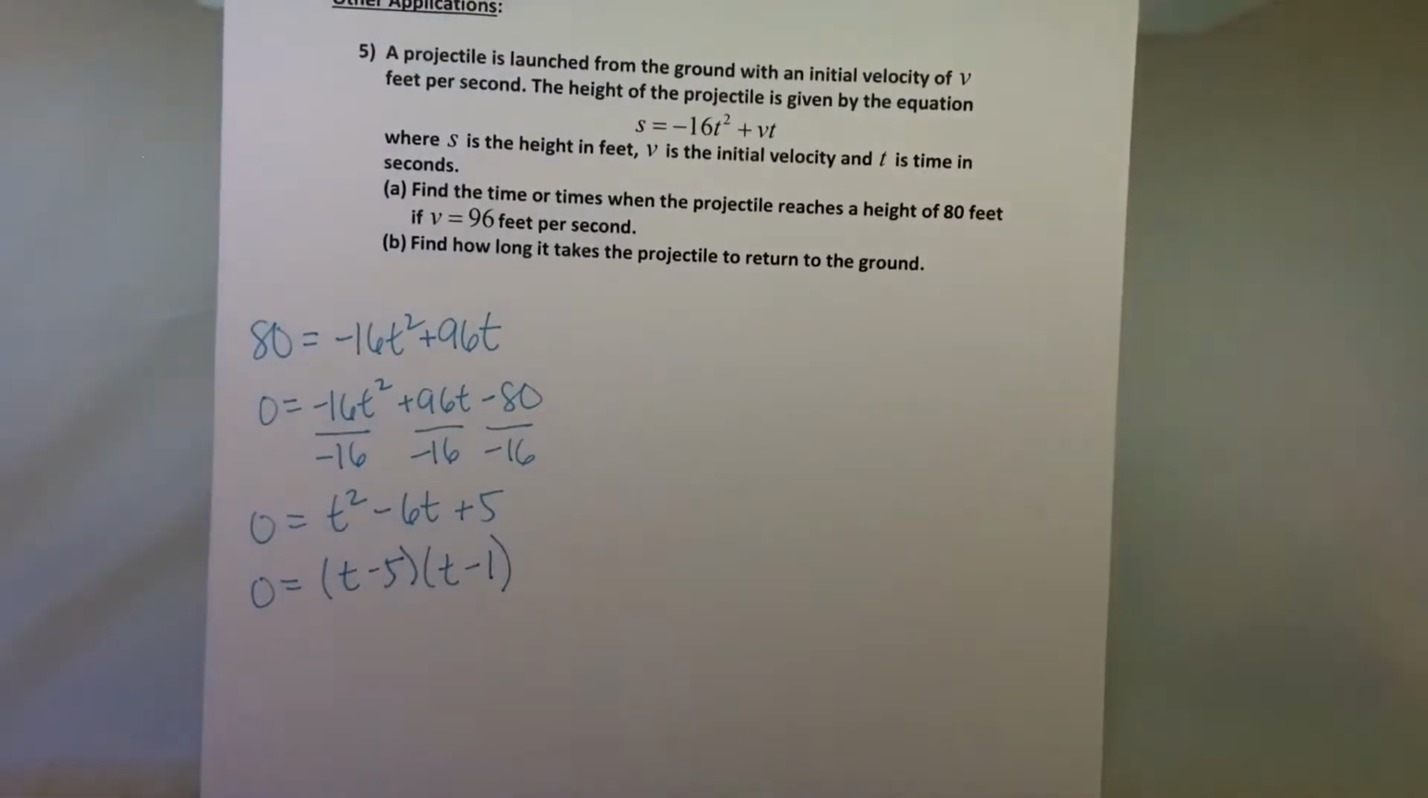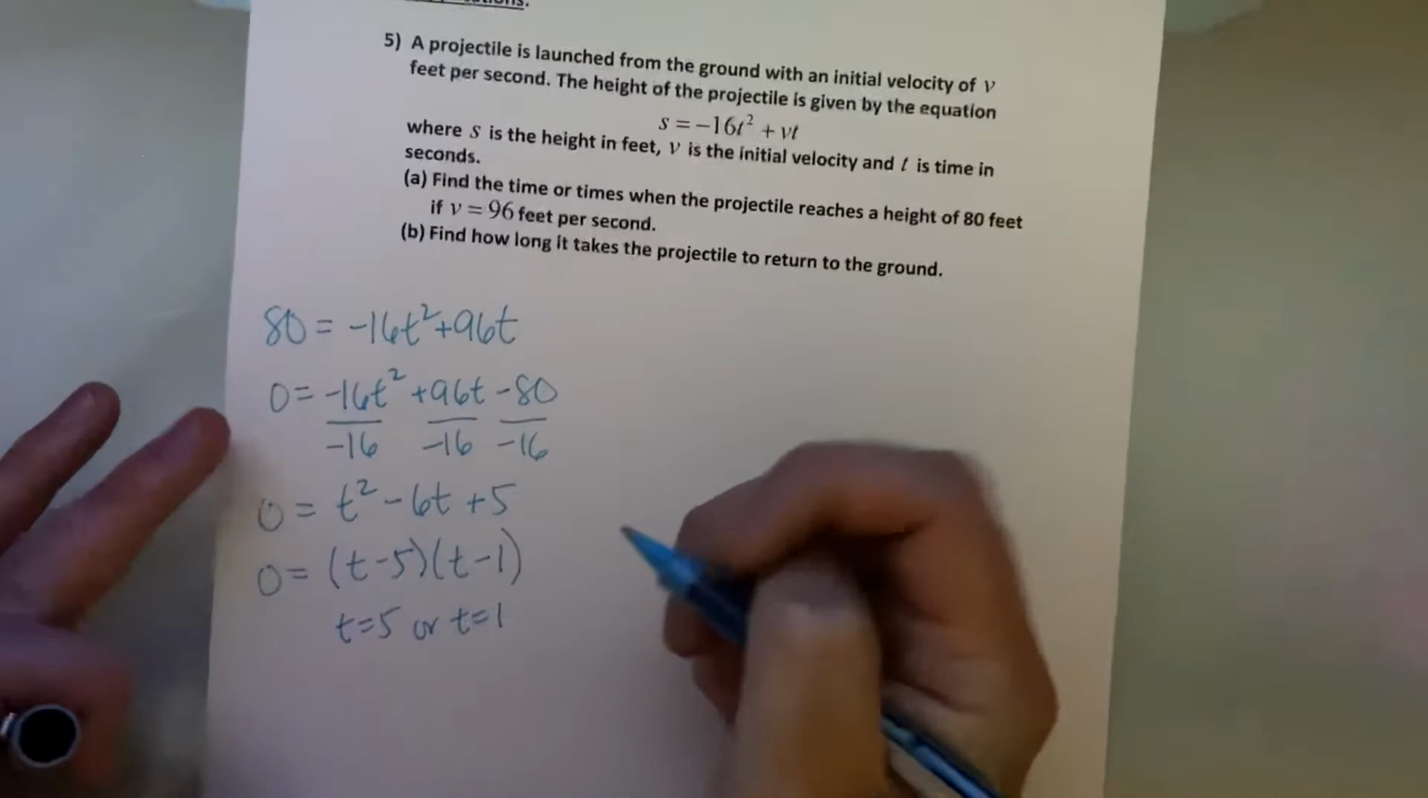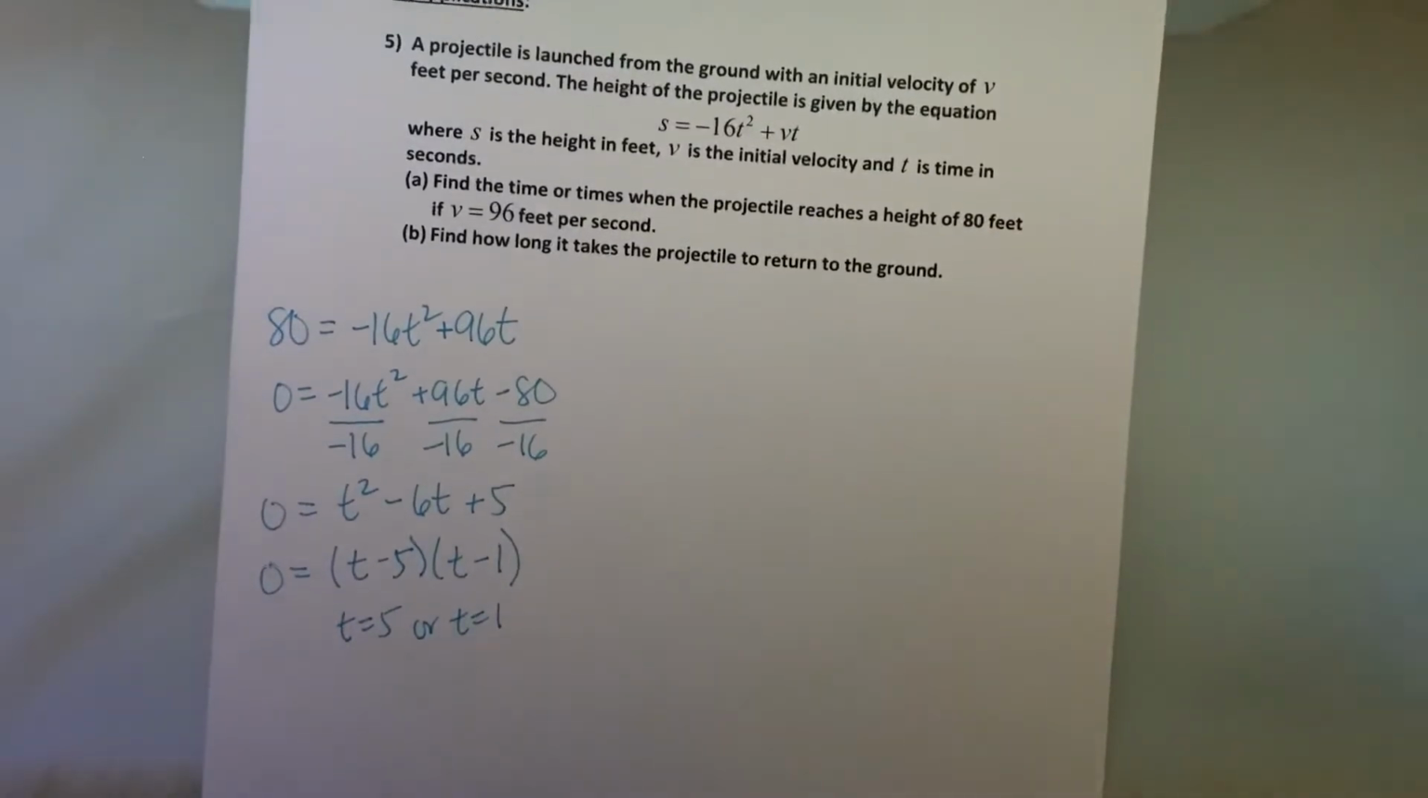A lot of people, for some reason, put t minus 2 and 3 because they think we get the 5 and the 6 backwards. I understand why they do it. So that means t equals 5 or t equals 1. So let's think about it. Previously, we were like, oh, only one of these really makes sense.